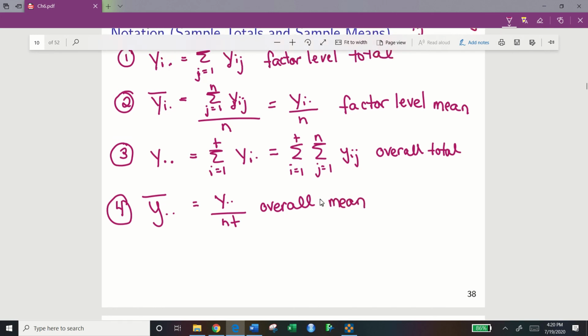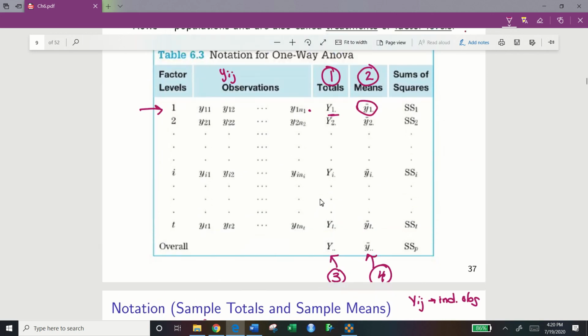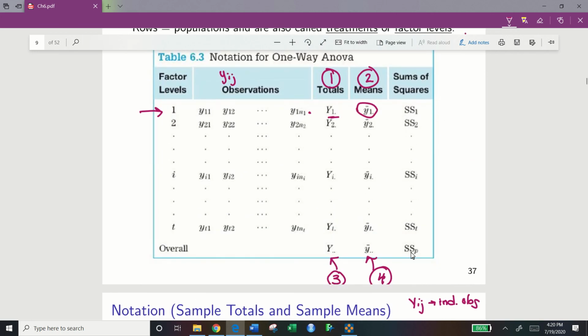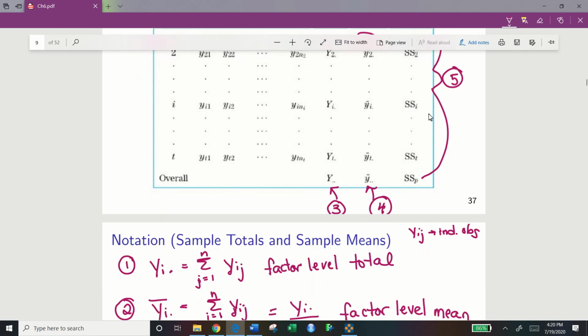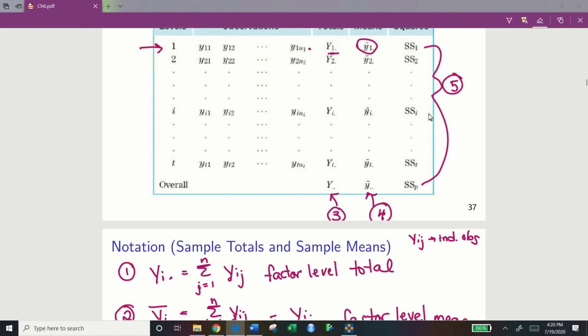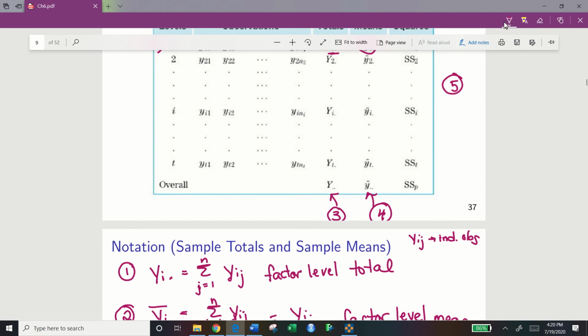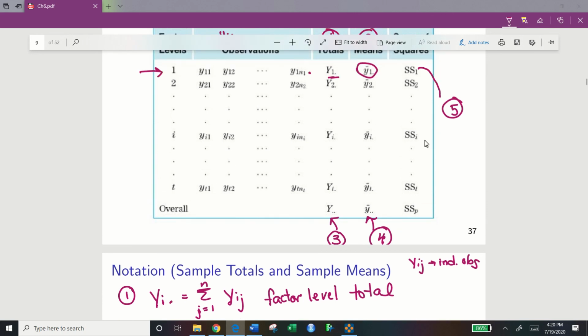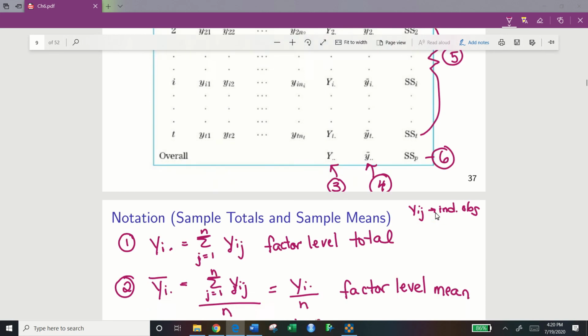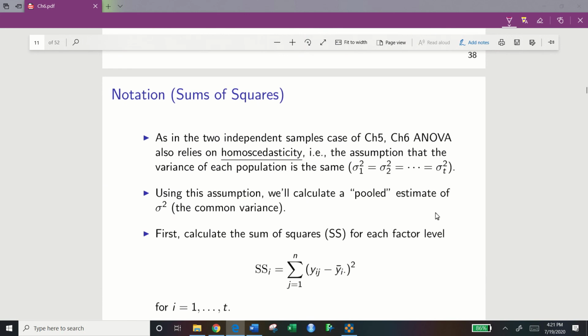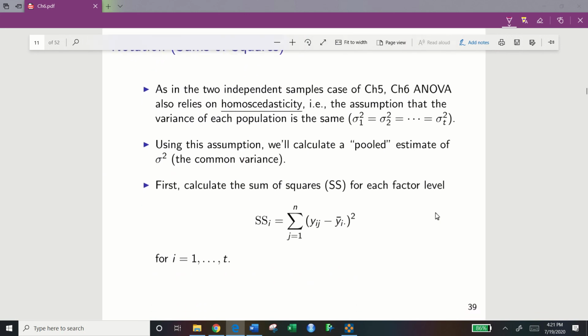Now, the final part of this that hasn't been addressed yet is the sum of squares. And that's going to be our fifth notation. Well, fifth and sixth, I should say. So let's take a look at slide 39 to get a handle on that.